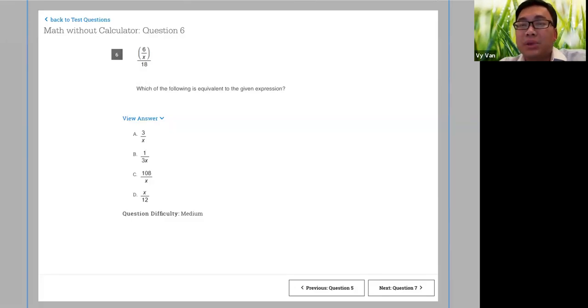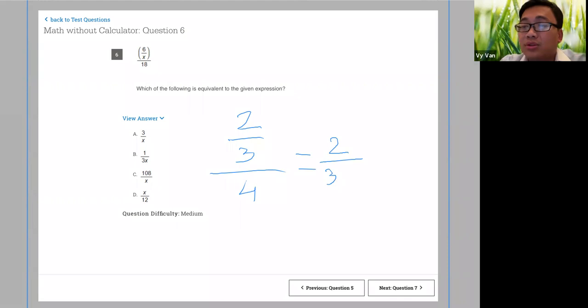So number 6 is a medium level question as well. This is a fraction divided by a whole number. When you have a fraction divided by a whole number, you just multiply the denominator with that whole number. For example, if you have 2 over 3 and you divide by 4, you take 2 over 3 and multiply the 3 with that whole number at the bottom. So this will be 2 over 12.